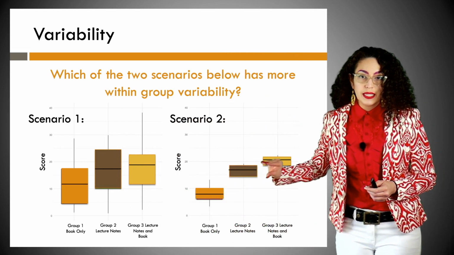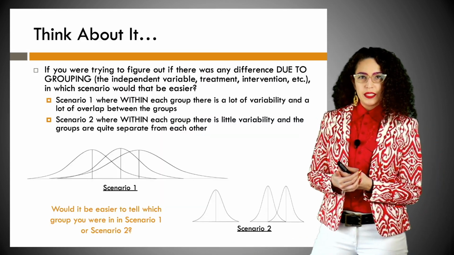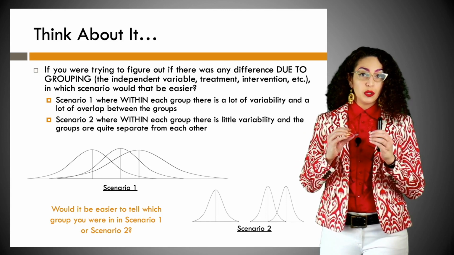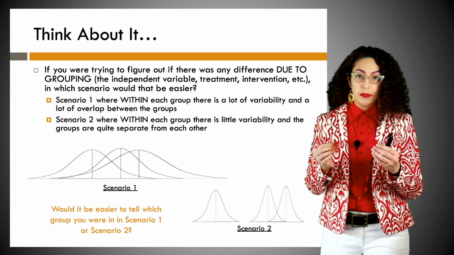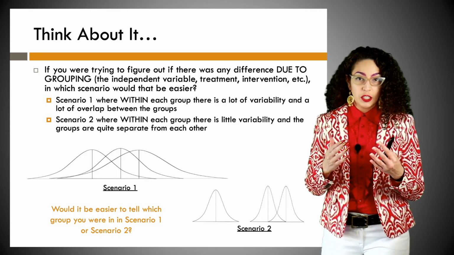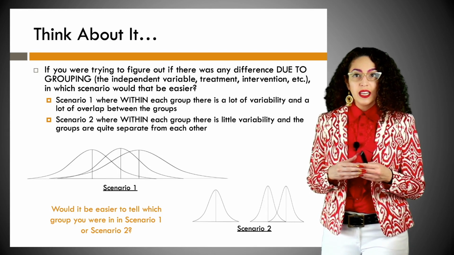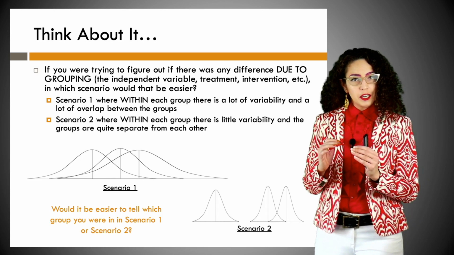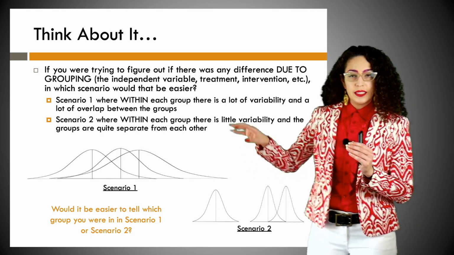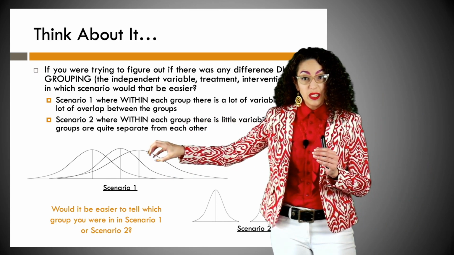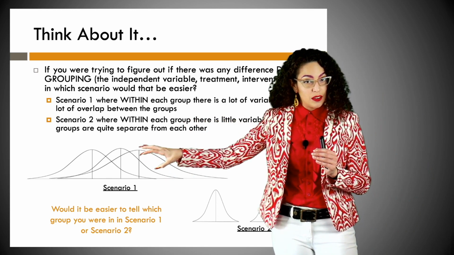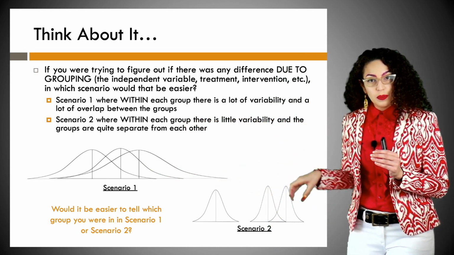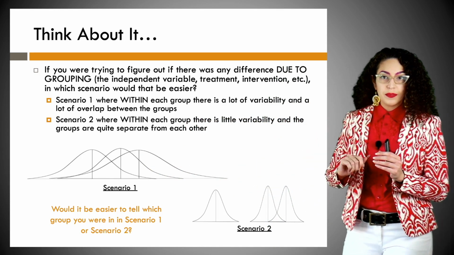Look how nice and tight everything is. Now let's think about this. If you were trying to figure out if there was any differences due to your grouping variable, that could be the independent variable, the treatment variable, the intervention, in this case it's how you studied. If you want to figure out if there are differences in that, in which scenario would that be easier? In scenario number 1, when people even just within the group differ a lot from each other, or scenario number 2, where people in each group are fairly similar to one another?